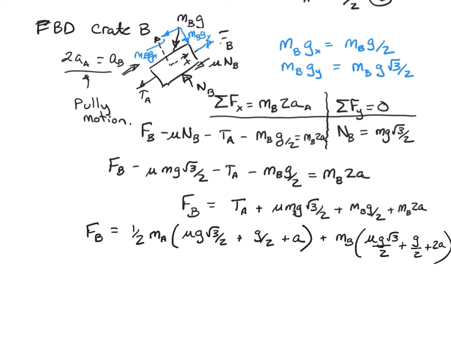A is given as 1 meter per second squared. I know the mass, I know the coefficient of friction, so really everything is known in here. And if you plug all those numbers in, you'll find that F_B is equal to about 715 newtons, given what they have.